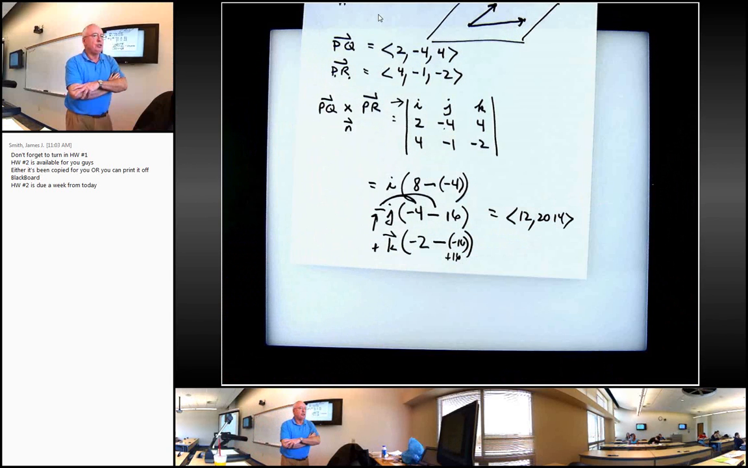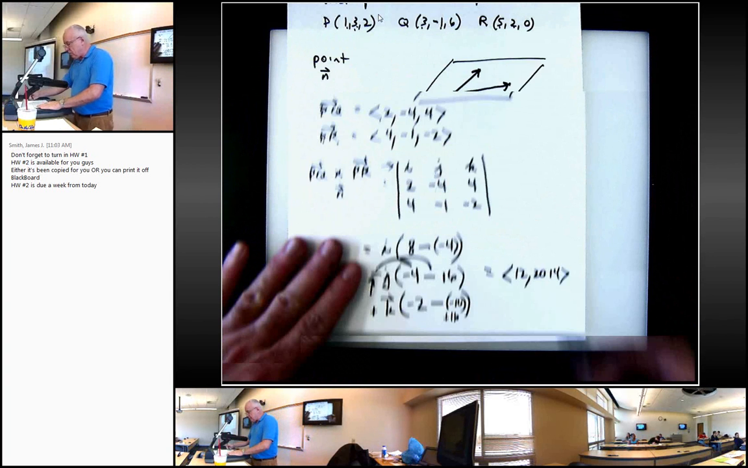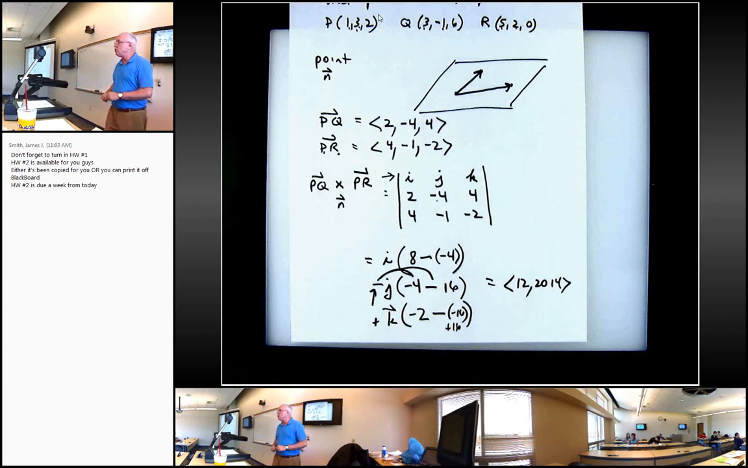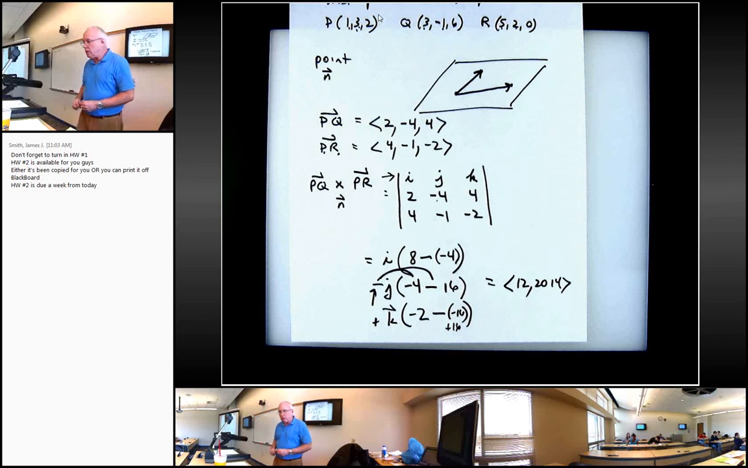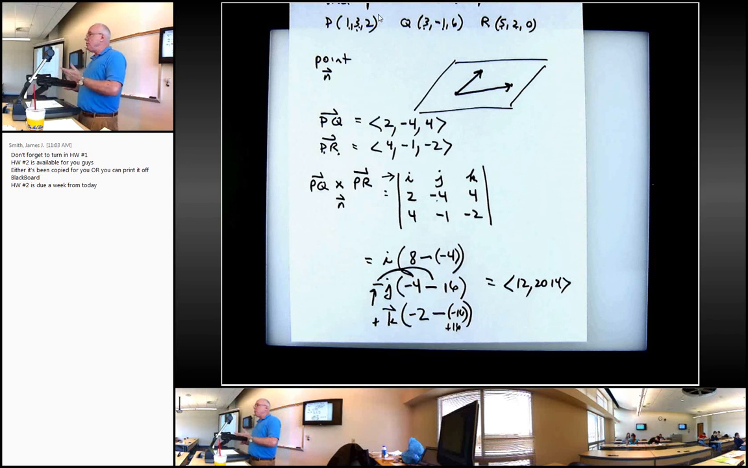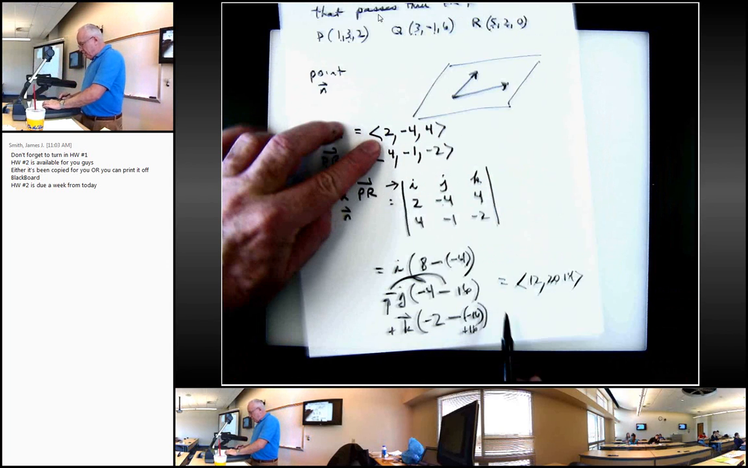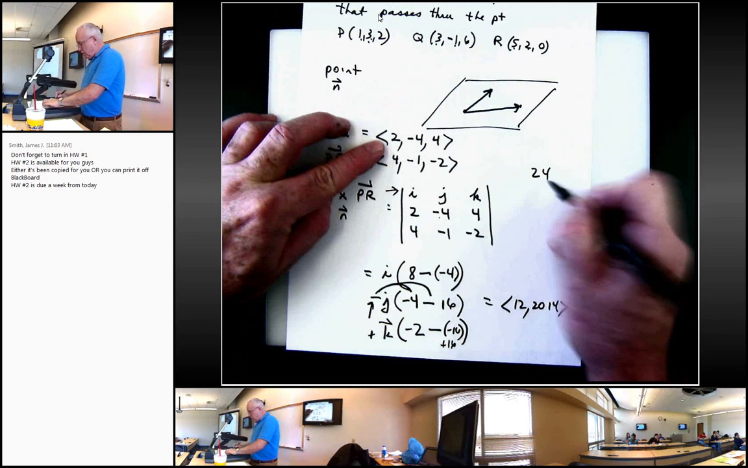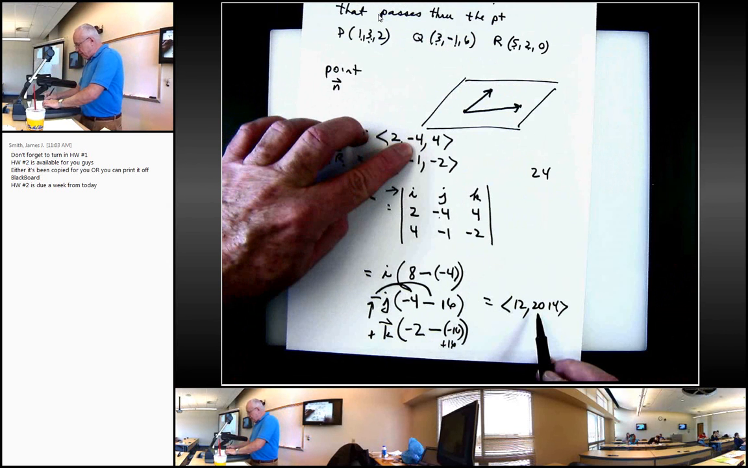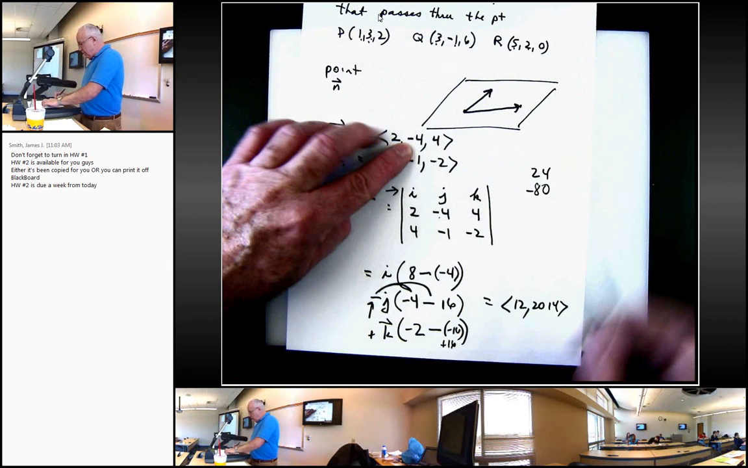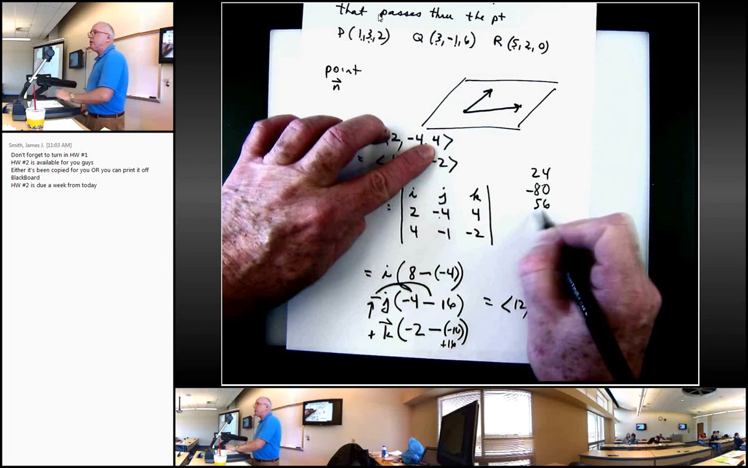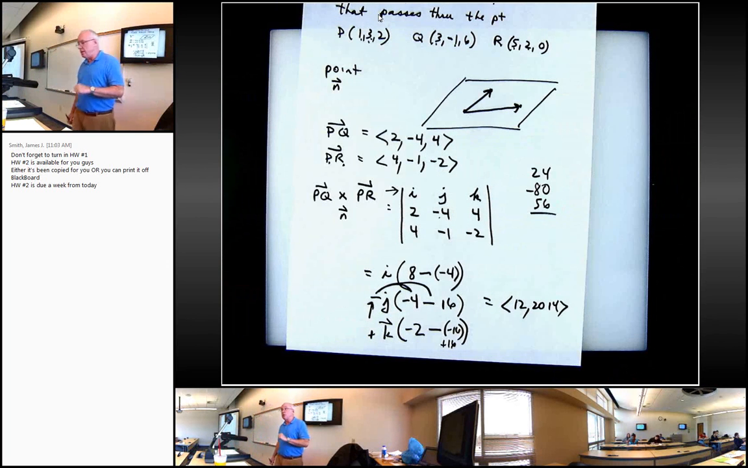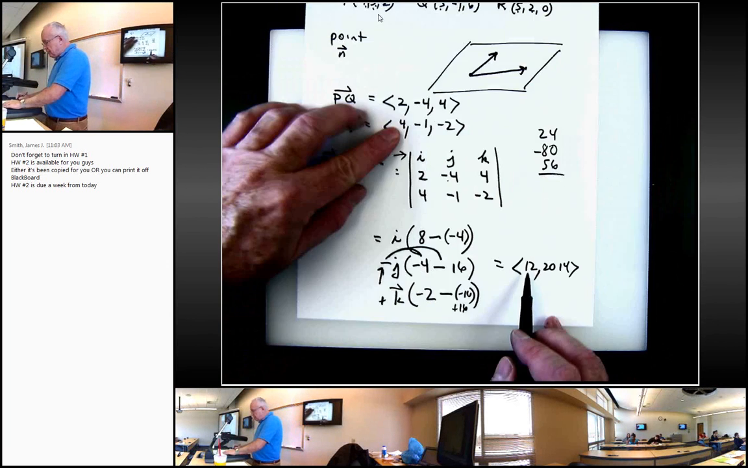Now what I really recommend is to check: is this thing really orthogonal to those 2 vectors that I started with? And we check this by using which of the 2 products? The dot product, right. So let's multiply the components here. 12 times 2 is 24. Minus 4 times 20 is a negative 80. 4 times 14 is 56, and those all add up to 0. So we're good there.